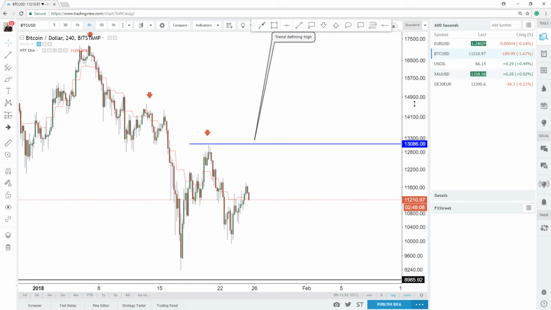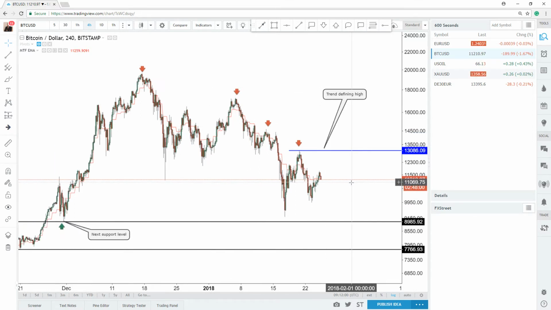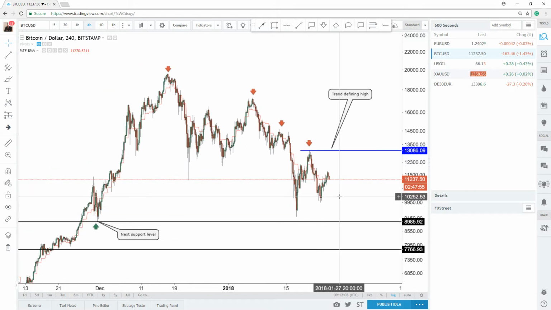If we take a look at the price of Bitcoin, it remains in a downtrend. The market, as you can see, is creating lower and lower highs on this 4-hour chart, and the market is now trying to figure out if it wants to be bullish or bearish.